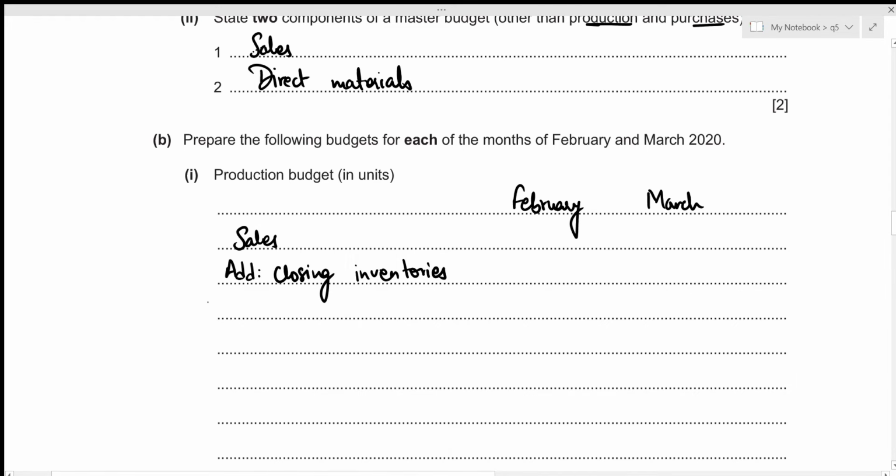Then the next step would be to subtract all of our opening inventories. And we are subtracting all of our opening inventories because it has the same explanation as the closing inventories. The closing inventory of last month is going to act as the opening inventory of this month. So that means that those particular inventories were produced last month rather than this month. So this should not be included in our production units for this particular month. That's why we will be subtracting our opening inventories. And this will give the total number of units to be produced for each month. So that's units to be produced.